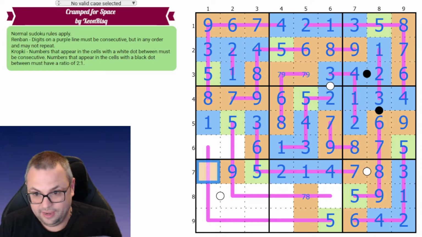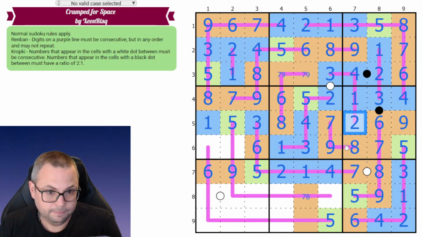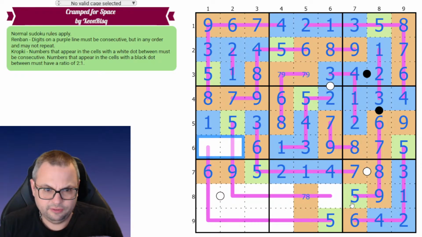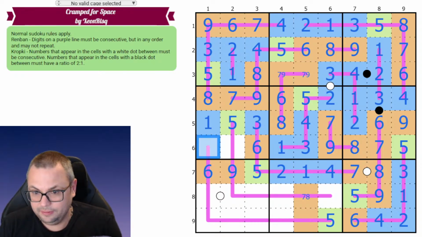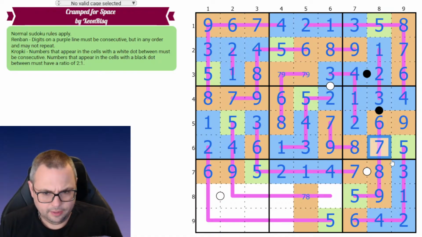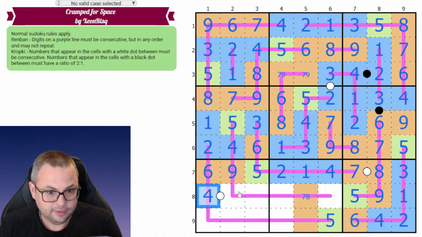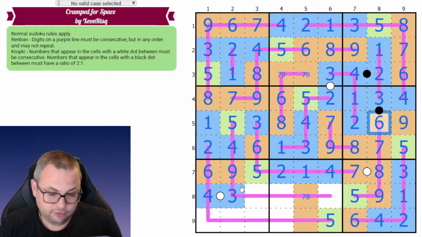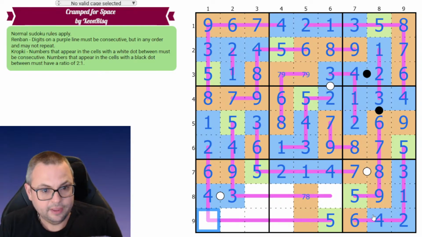This is a 6. Okay, these are some digits. One of them is a 2, and it's that one. And one of them is a 4, and it's that one. Let's see. This is a 4 just by Sudoku, I believe. And so now this is a 3 by white dotitude in the absence of 5.